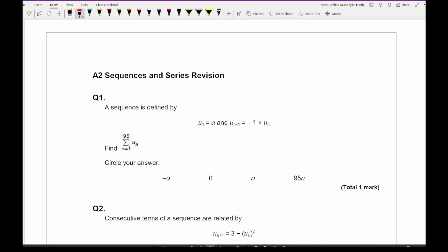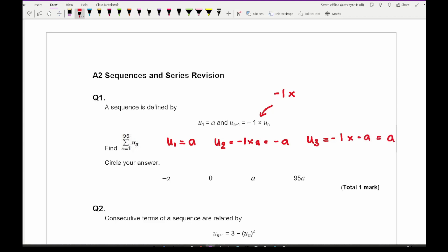So here we know that u1 equals a, so then working out u2, all we've got to do is substitute it into this formula, so it's going to be -1 times the previous term. So this is going to be -1 times a, which is -a. Then for u3, we're going to do -1 times the previous term, which is -a, which is going to give us +a, and so forth.